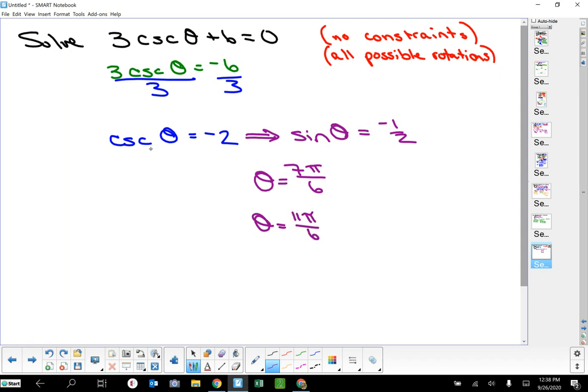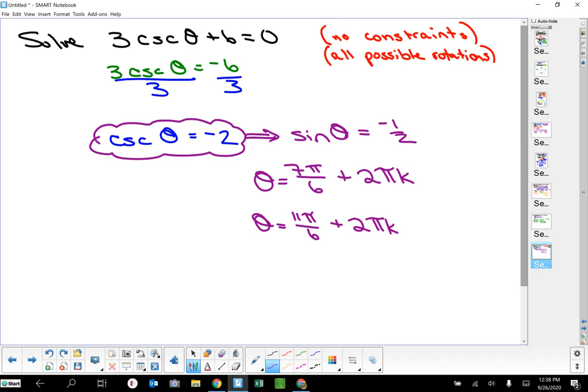So sometimes you need to do this, right? We don't know a whole lot about where this actually happens, but we know a lot about where its reciprocal function happens. And then because of the no constraints here, this is going to also happen at plus 2 pi k and plus 2 pi k. Okay, so those are the 2 answers to those guys.